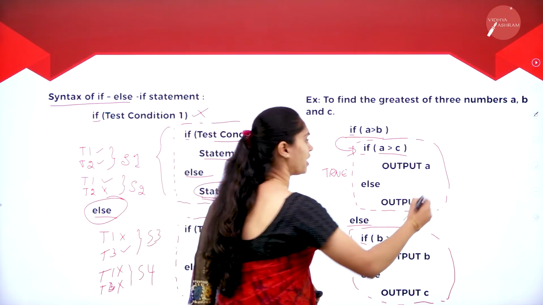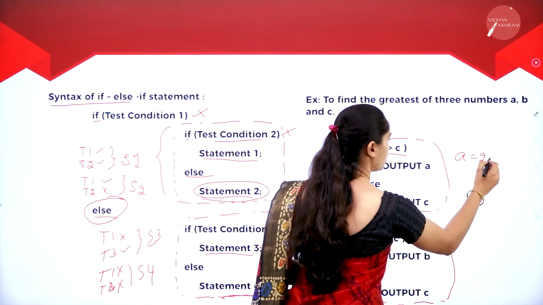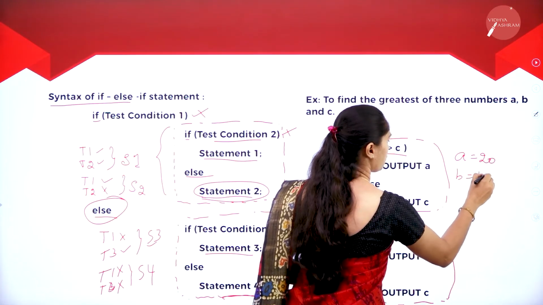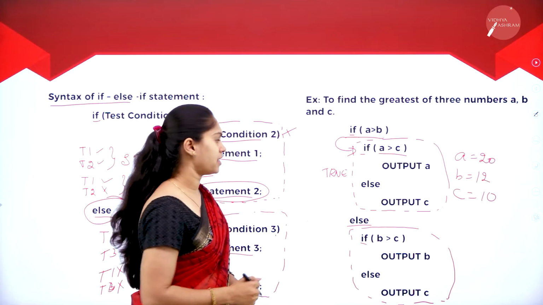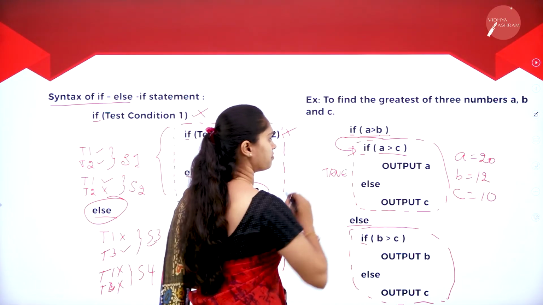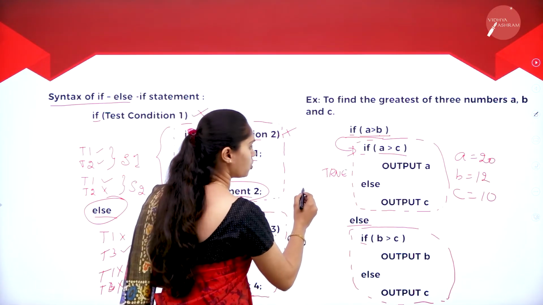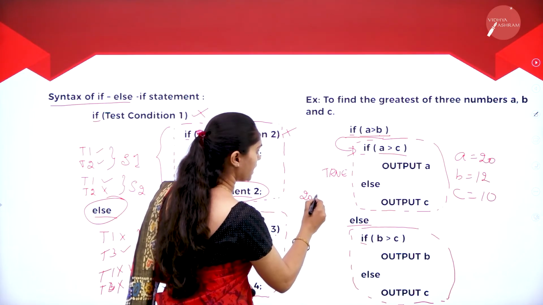We'll take one more value. A is equal to 20, B is equal to 12, C is equal to 10. Okay, this is my another example. First I have to check the first condition 1. So what is the A value? 20 is greater than B.